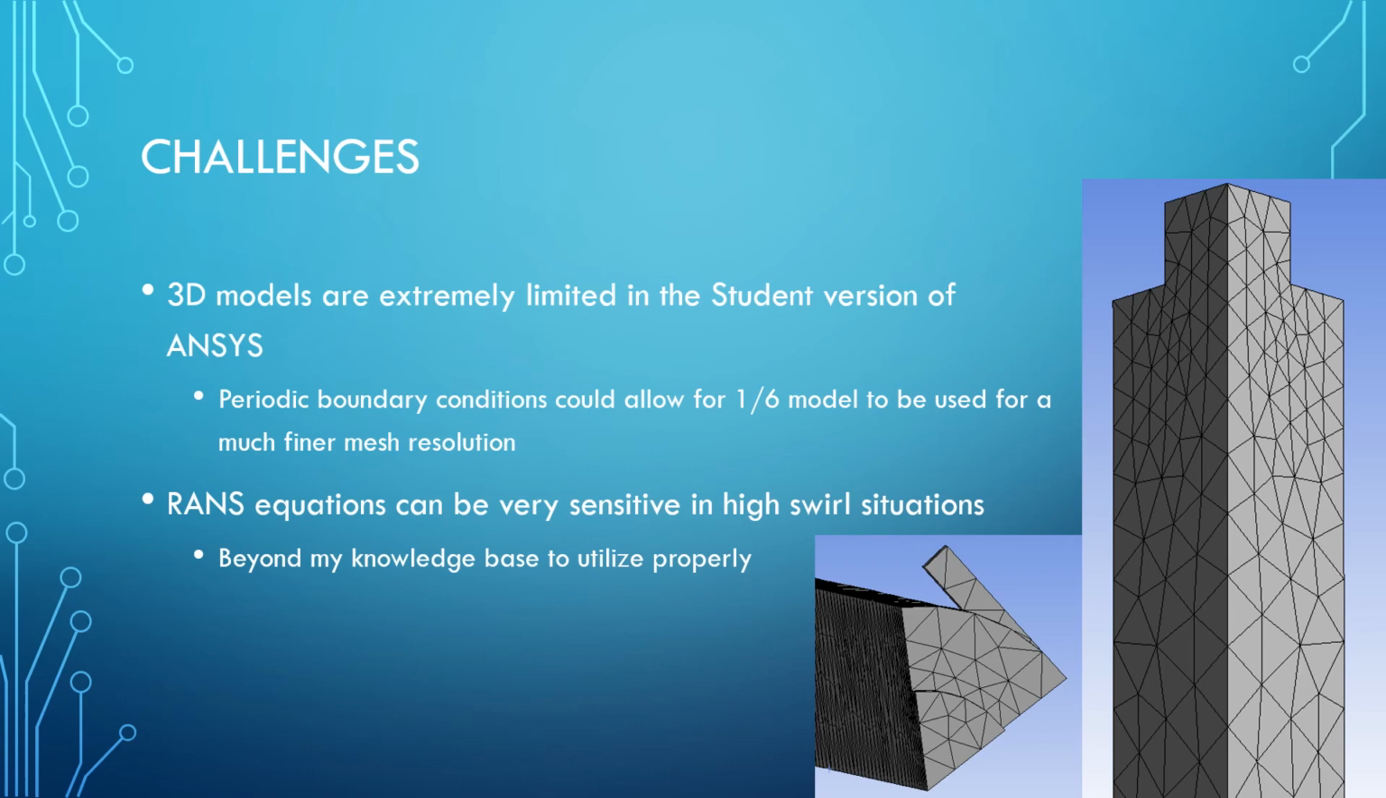The other challenge here is that the RANS equations can be very sensitive in high swirl situations. And some of the more complicated ones, like the Reynolds stress model, which is not a two-equation model, have a little bit more complexity to them, and can be a little bit more sensitive to the inputs that you are utilizing. So the K omega SST was definitely the best balance of that as far as simplicity for a novice.